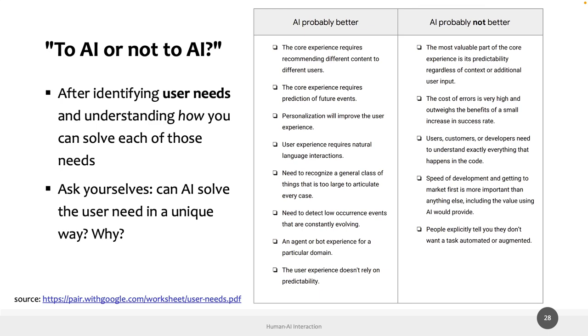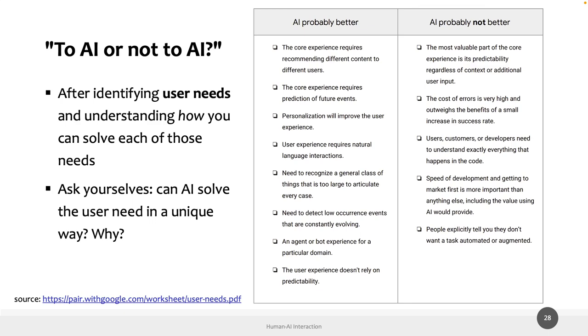Let's dig into some of these topics. First of all, let's discuss when to use AI and when not to. This slide is from Google. As I said before, Google, Apple, and Microsoft all have some very recent guidelines on human AI interaction. And this is a tangible example of how human AI interaction is a hot topic today.